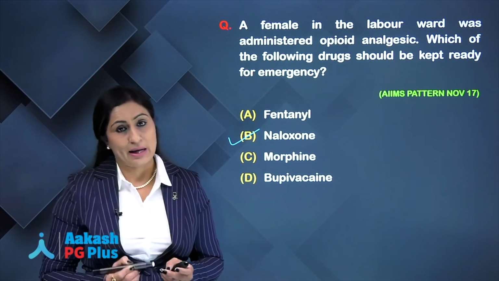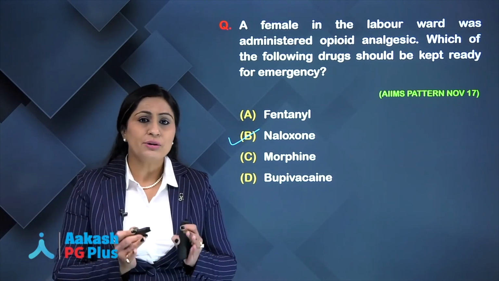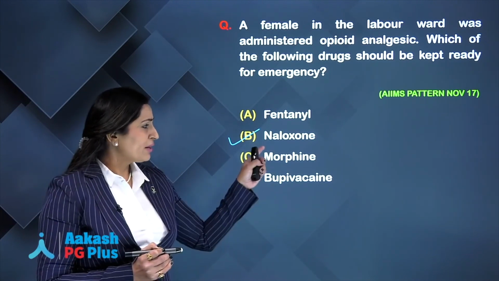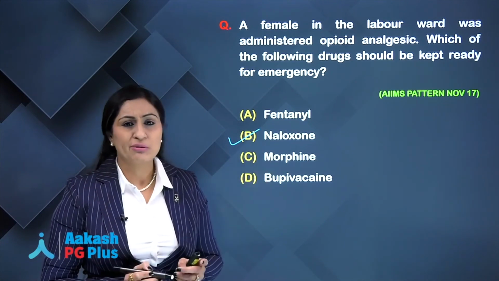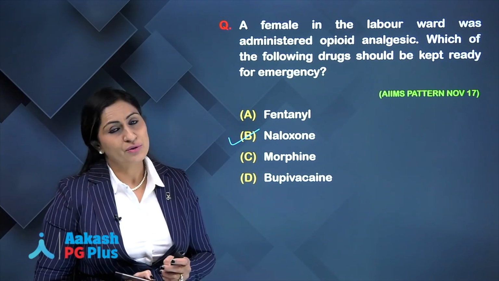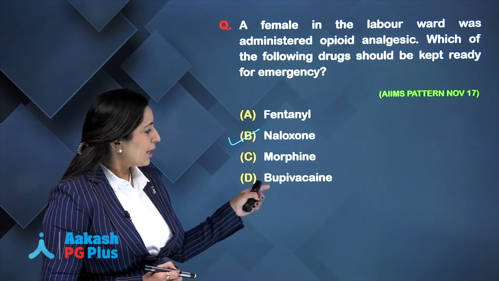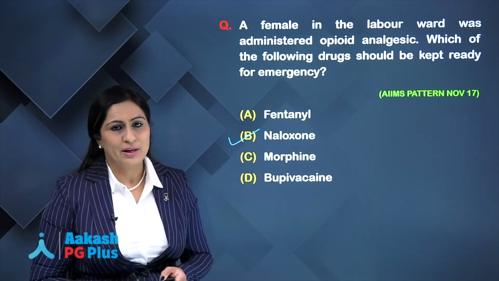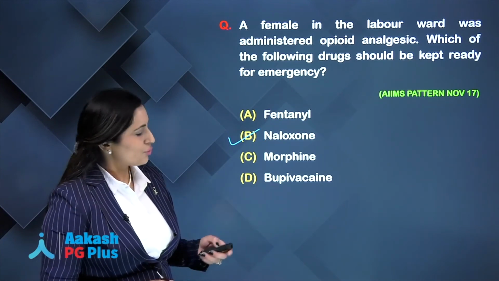Naloxone is a pure opioid antagonist, mainly acting on the mu receptors. But remember, this has a very short duration of action. Sometimes we need to give it with an infusion because of its duration of action. And bupivacaine, we know, is a local anesthetic, so that cannot be the choice. Moving on.